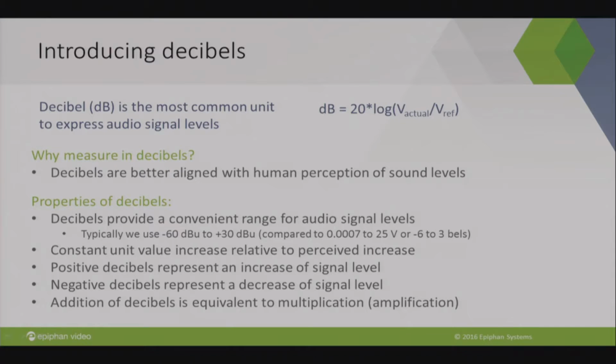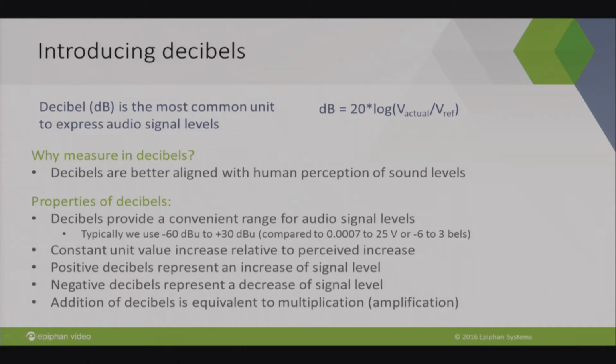So if I was to express the normal range that we worry about in audio processing, in decibels it's minus 60 dBu to plus 30 dBu. So that's a nice manageable range with easy numbers. Compared to voltage, that's 0.0007 volts to 25 volts. And the range is not linear.